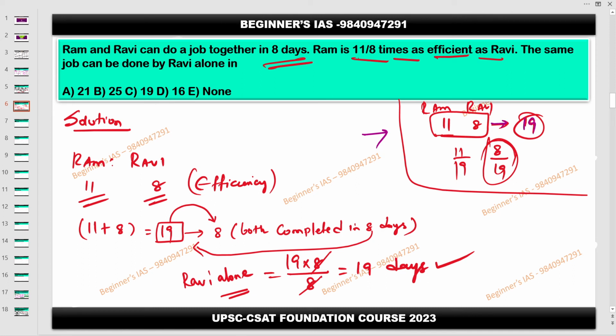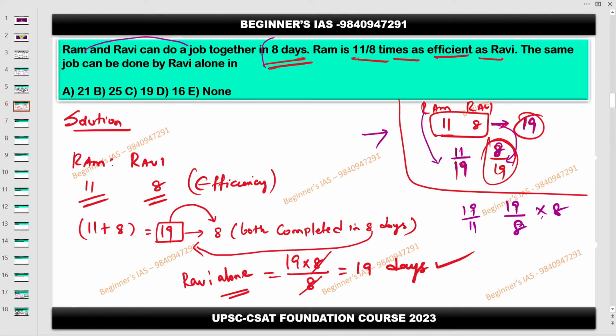19. So therefore 11 by 19 part of the work is done by Ram, and 8 by 19 part of the work is done by Ravi. Then the efficiency is inversely proportional to the time taken: 19 by 8 and 19 by 11. Understood? Yes, sir. Why are we multiplying with 8 here? Ram and Ravi can do the piece of work in that much number of days, so just multiply with that.